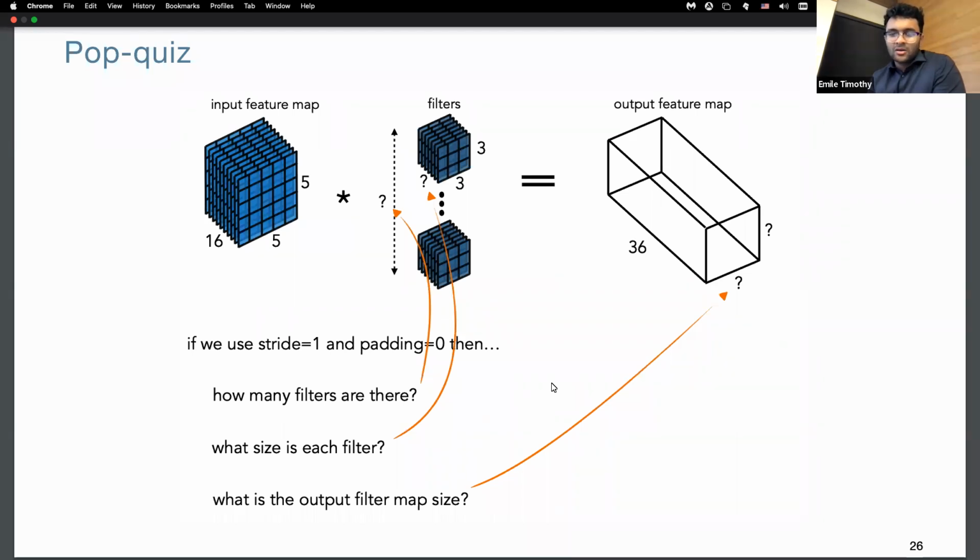So during the live version of this recitation, I asked a pop quiz, which is if you use stride equal 1, padding equal 0, then how many filters are there? The answer to that was 36. What size is each filter? I believe that one was 16. And then what is the output filter map size? That's 3 by 3 by 36.